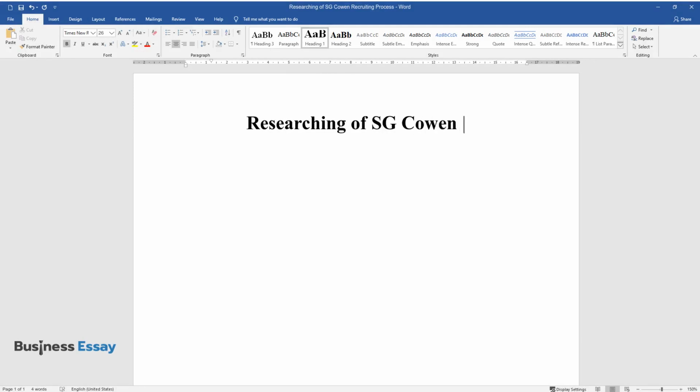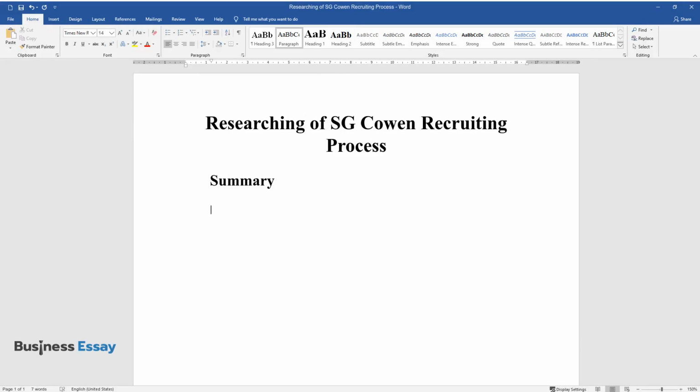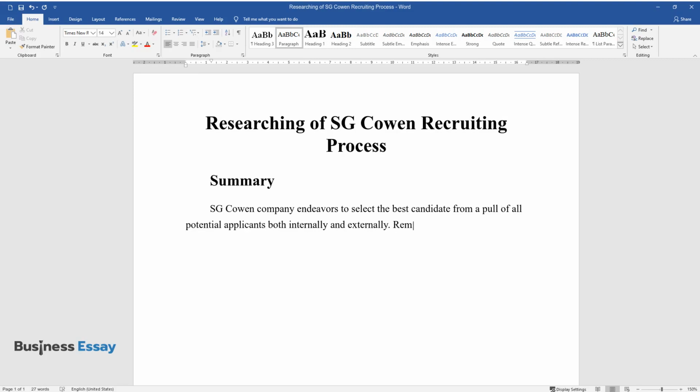Researching of S.G. Cowen recruiting process. Summary. S.G. Cowen Company endeavors to select the best candidate from a pool of all potential applicants both internally and externally. Remarkably, the firm has differentiated itself by establishing a strong brand which makes it attract great talents.